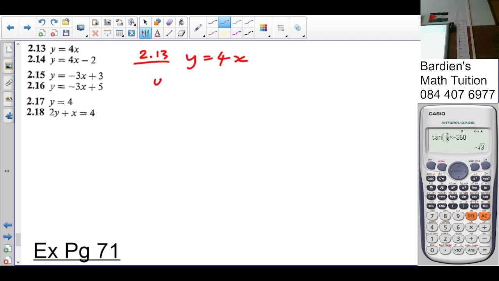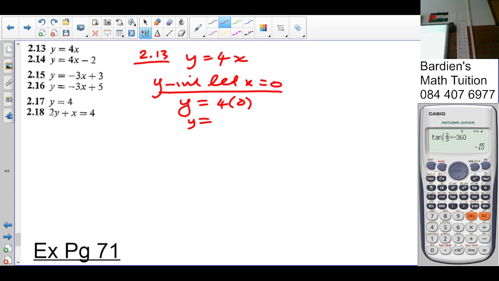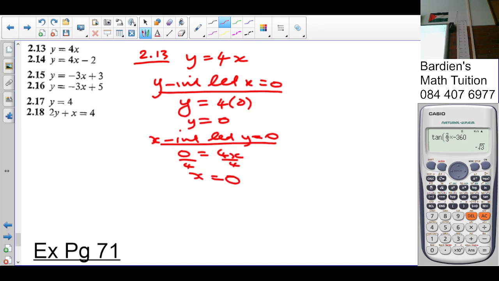Right, y-intercept. Let x equal to 0. One day maybe I will become Afrikaans teacher. Y is equal to 0. X-intercept, maar dat stick to me. X-intercept. Let y equal to 0. So 0 is equal to 4x, divided by 4 both sides. X is 0. Again, one of those Mickey Mouse ones.